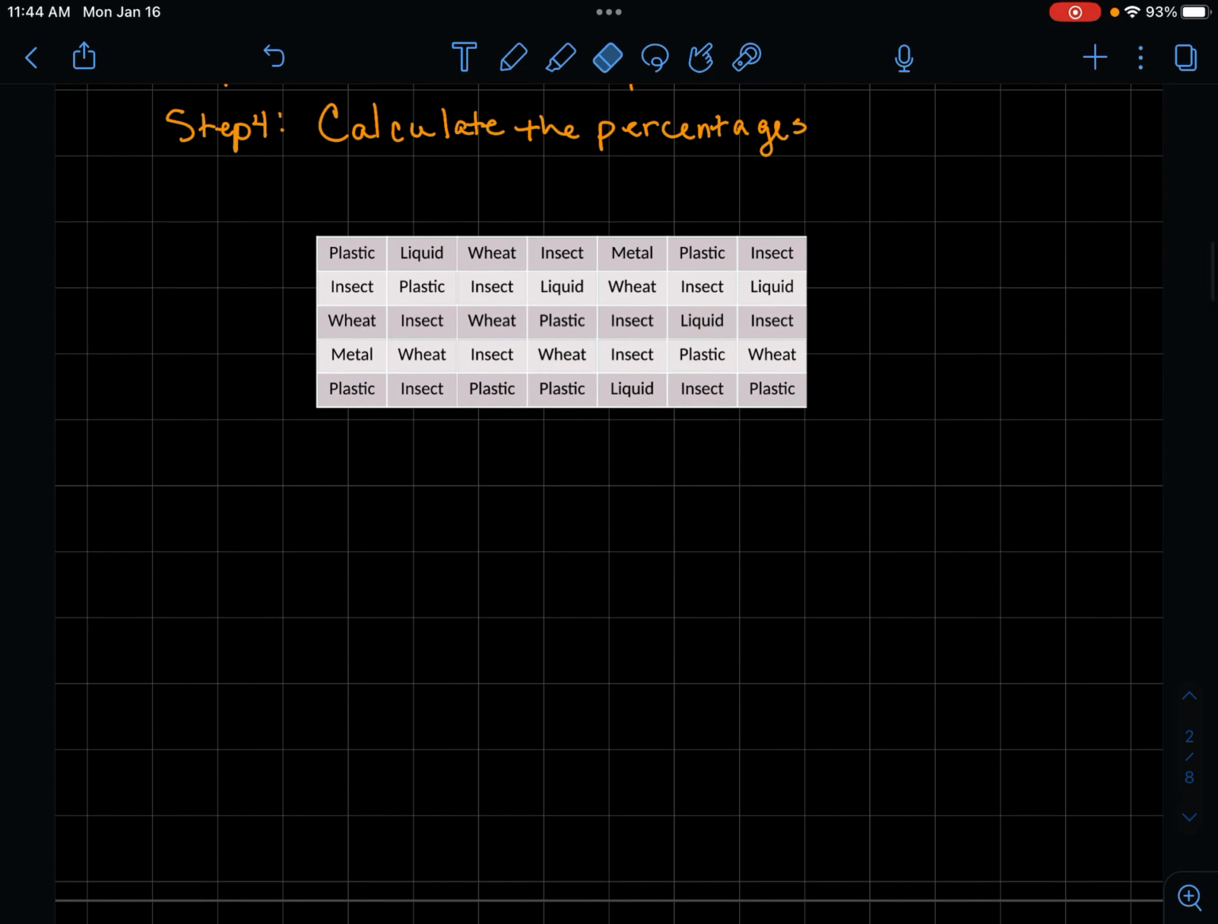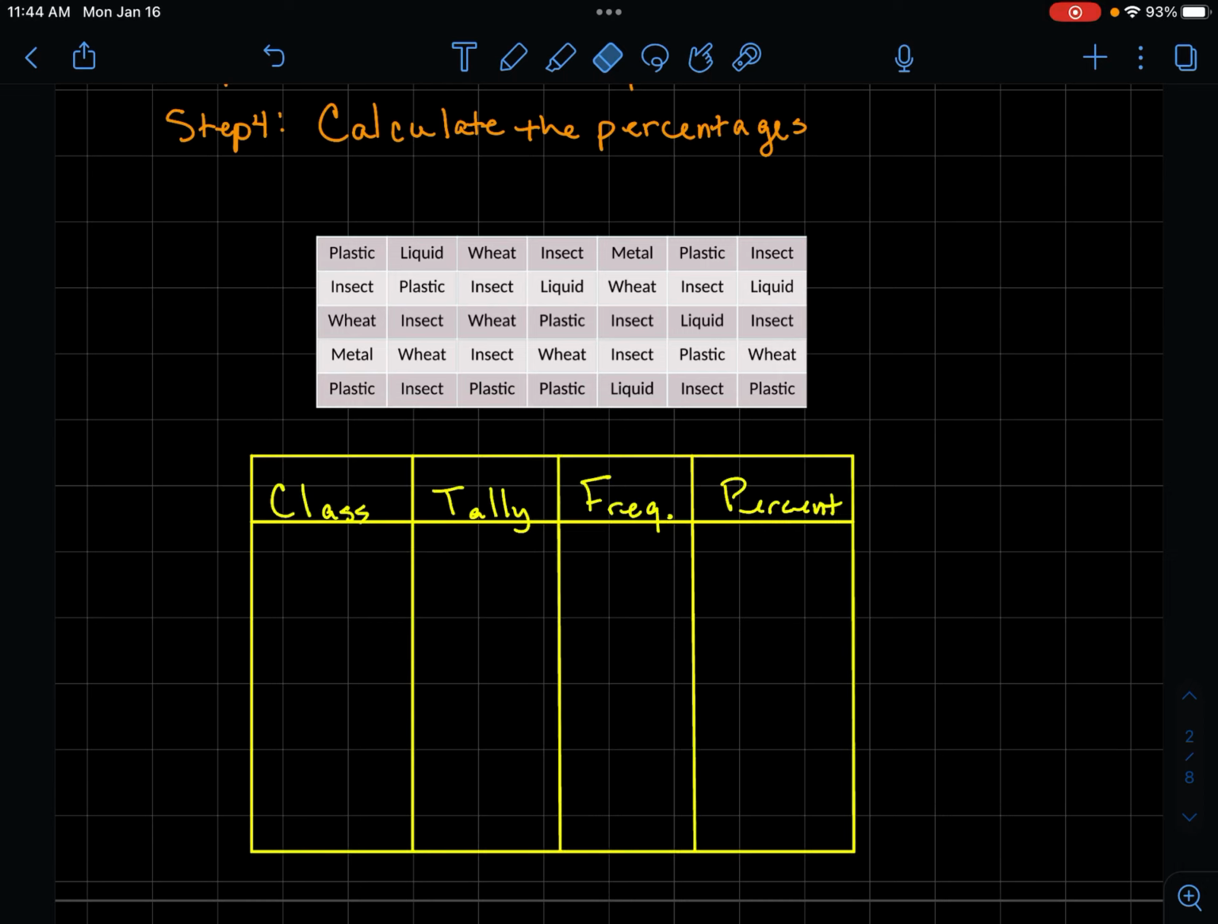So here I brought up the raw data again from our original 2-hour study for the researcher. There are all the characters that he collected. And here is our table. We need to have our classes. So we ask, what are all the different characters that could have been collected? Looking here, we have plastic, wheat, insect, metal, and liquid. That's all of the different classes.